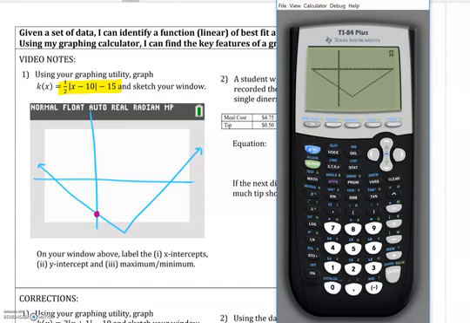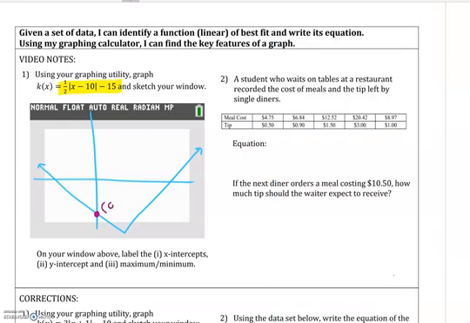So I'm going to go ahead and go to second trace, and I know that all of my y-intercepts have an x value of 0. So if I hit enter on that first option and type in a 0, it is going to give me the point 0, -10.